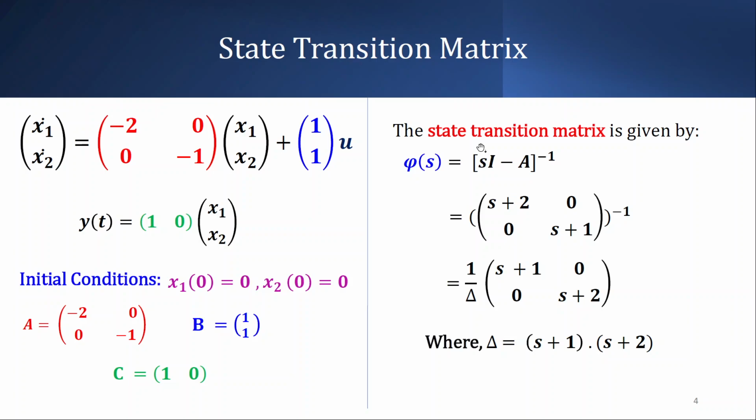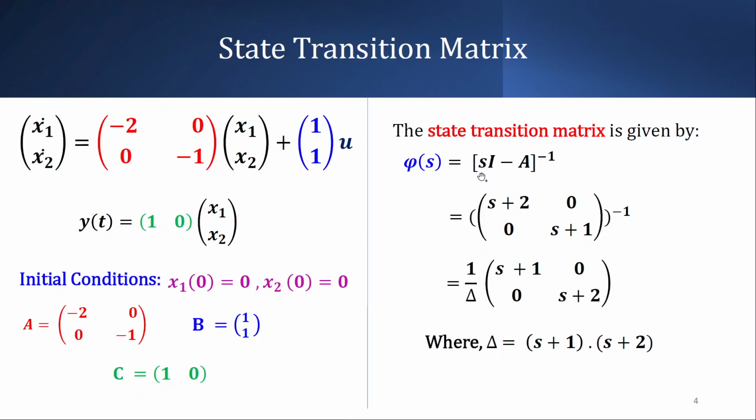Now why is it called a state transition matrix? Because this matrix gives us information about the evolution of the state variables, that is x1 and x2, with time. That is, how is the state transitioning or evolving with time? So the Laplace transform of the state transition matrix is given by the inverse of SI minus A, where I is an identity matrix of the same dimension as A.